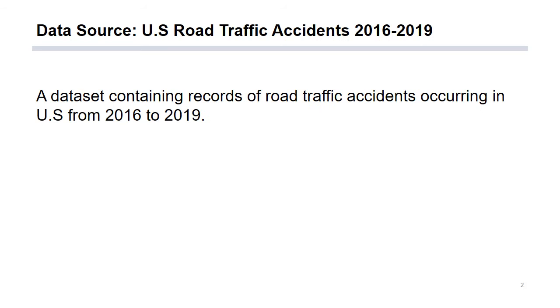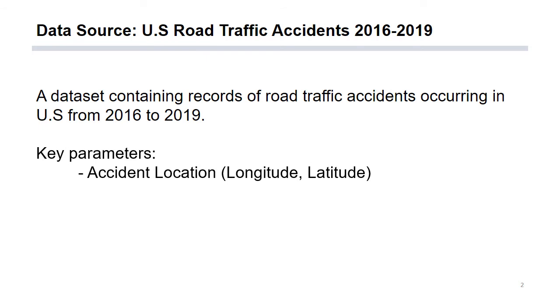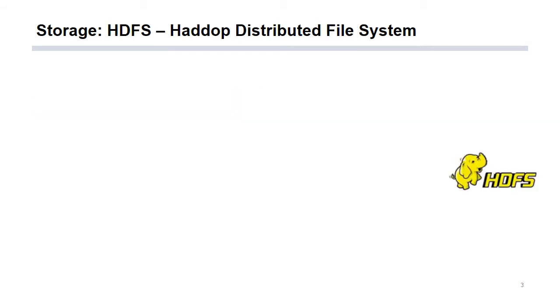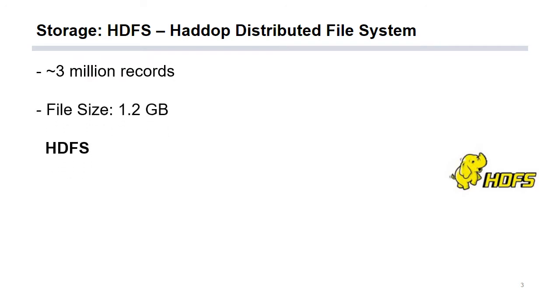The dataset contains traffic accident information from 2016 to 2019. However, we are only going to be focusing on some key parameters in the dataset, such as the location of the accident, the weather conditions at the time of the accident, the visibility, and the time and date of the accident. With over 3 million records and a file size of over 1.2 gigabytes, the dataset matches the scope for a big data application. Based on that requirement, we decided to use HDFS since it can handle large datasets.